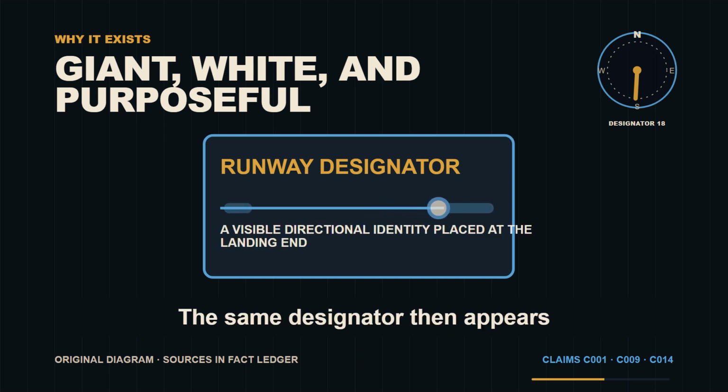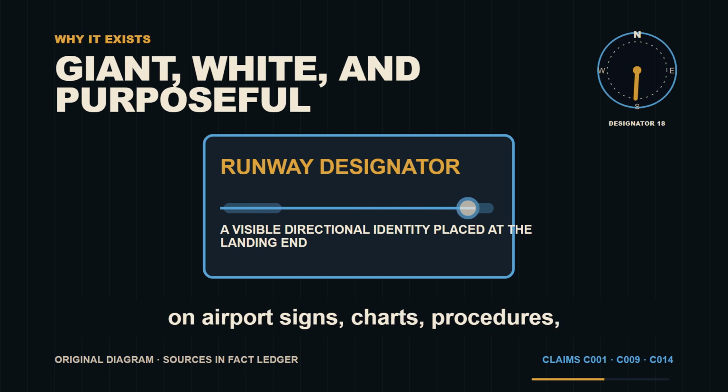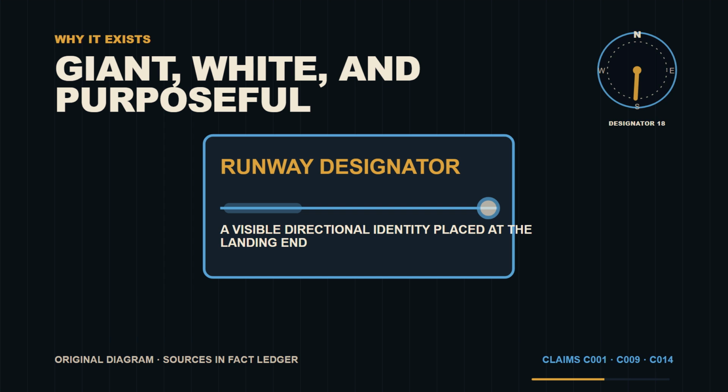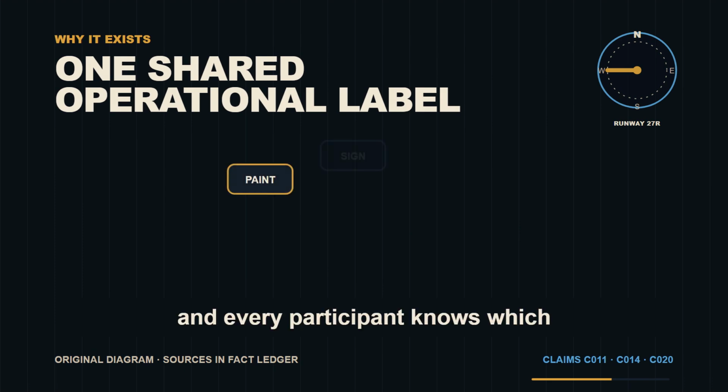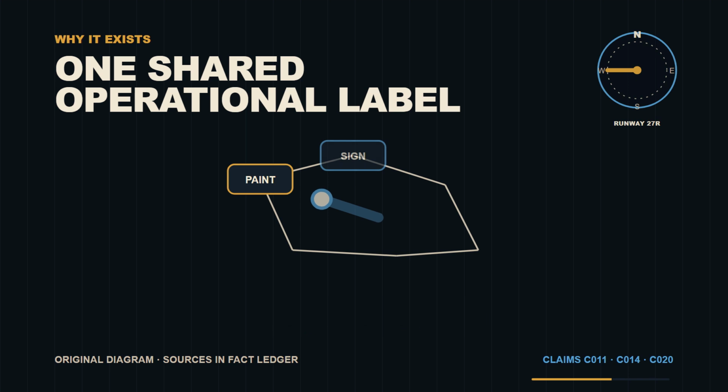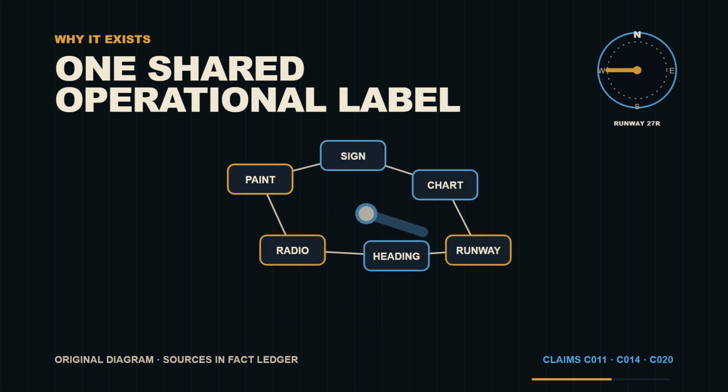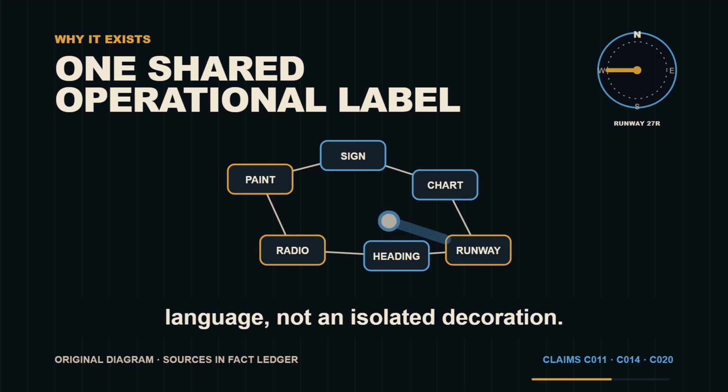The same designator then appears on airport signs, charts, procedures, and controller clearances. A controller can say runway 27 right, and every participant knows which approach path and pavement edge are meant. A visible number becomes one node in a larger shared language, not an isolated decoration.